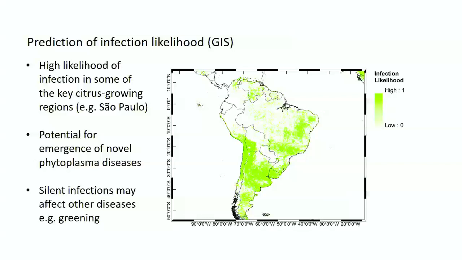So that's São Paulo here. And with this silent infection, you may get these novel diseases emerging, as you get, for example, with whitefly and Gemini virus, which is constantly evolving.